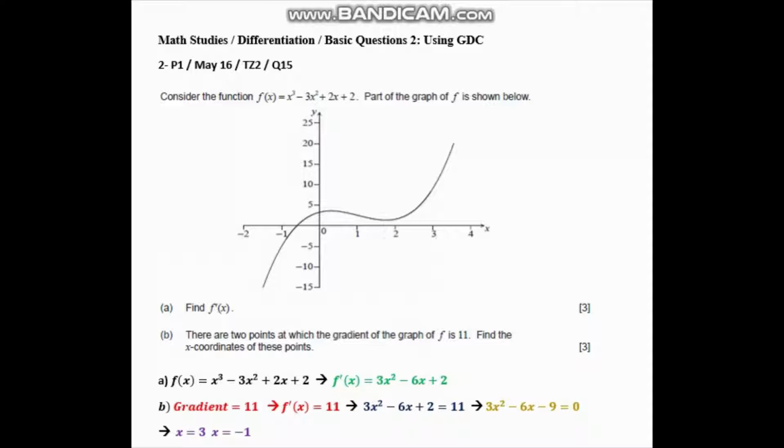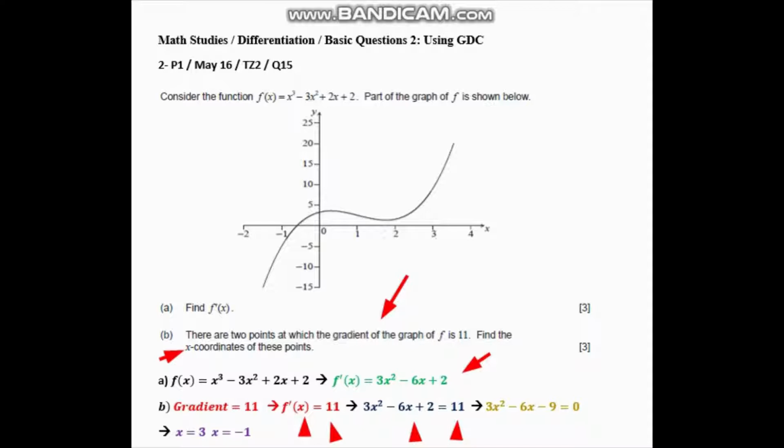For question B, I'm told that there are 2 points at which the gradient of the graph of f is 11. So we said in the previous video that the gradient of the graph of f is found by getting f dash. So if the gradient is 11, then f dash of x equals 11. And we already found f dash to be this green expression right there. So I shall simply equate it to 11 and solve to find the values of x that shall give me the x coordinates of the required points.